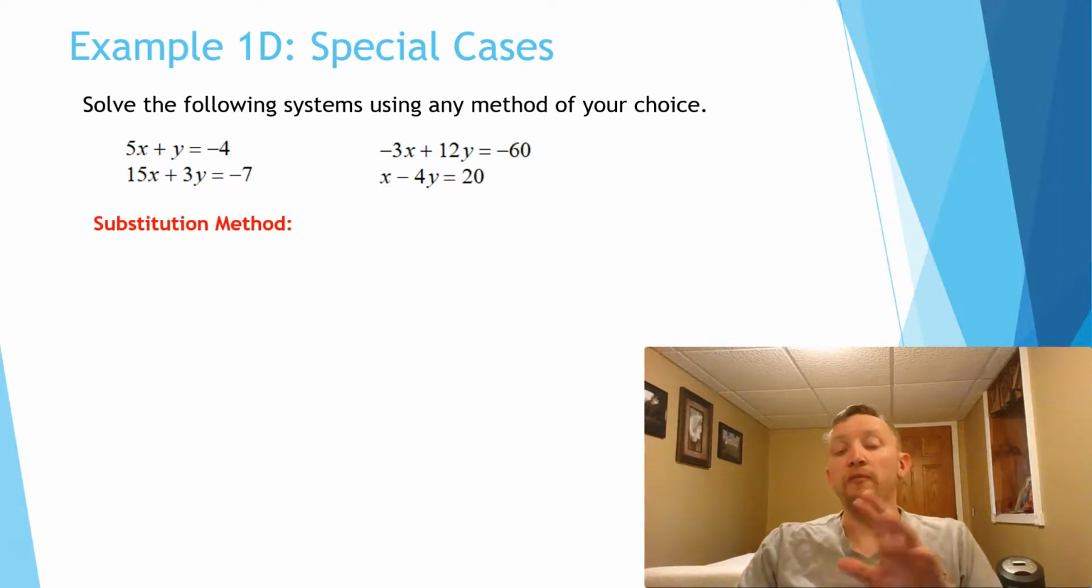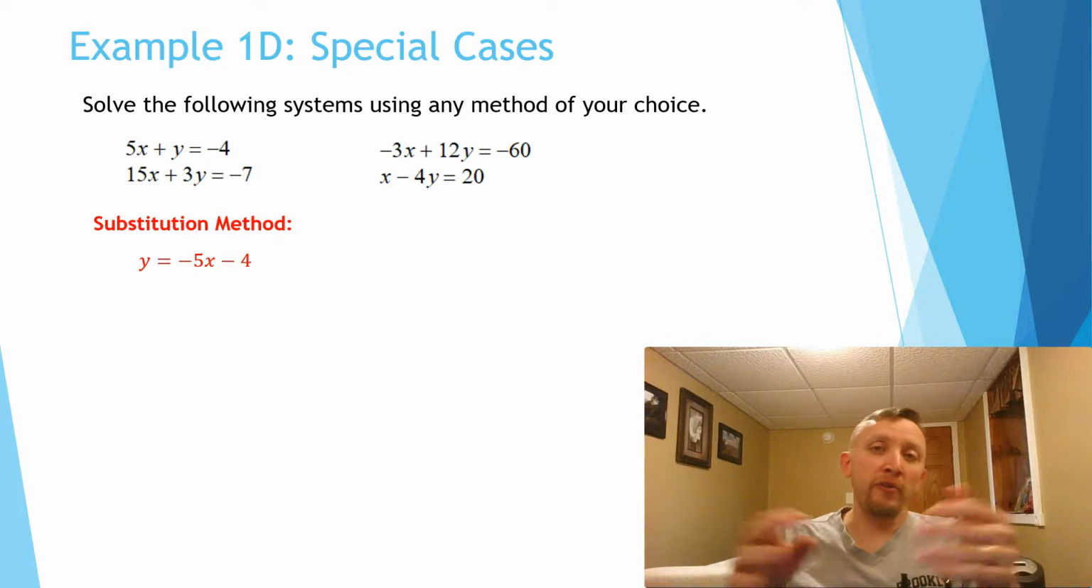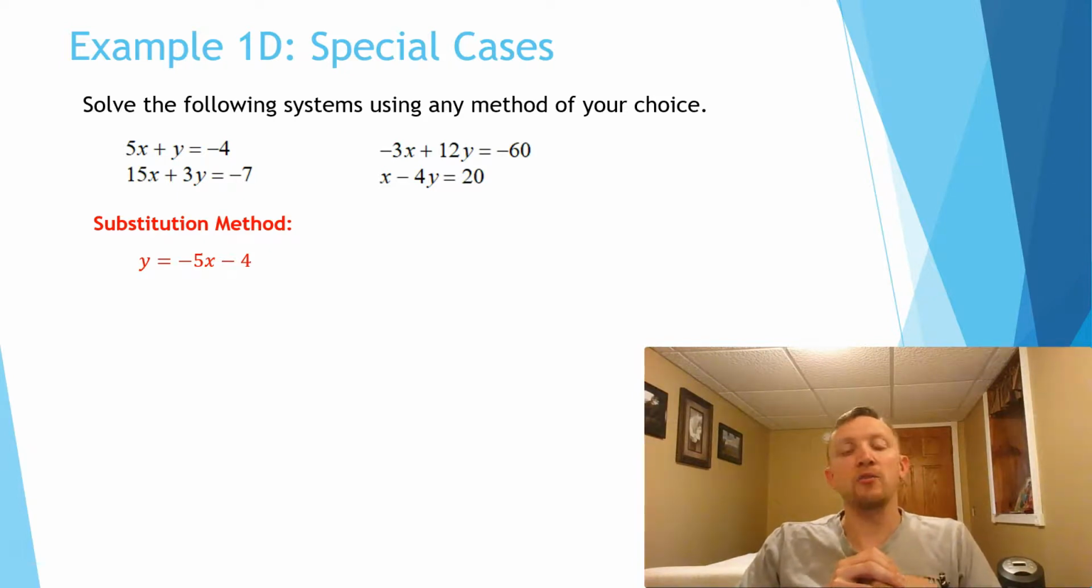So I'm going to solve for that first y. I'm going to get that y by itself. So we're going to subtract 5x from both sides. So I have negative 5x minus 4, or if you wrote negative 4 minus 5x, it's totally fine too.